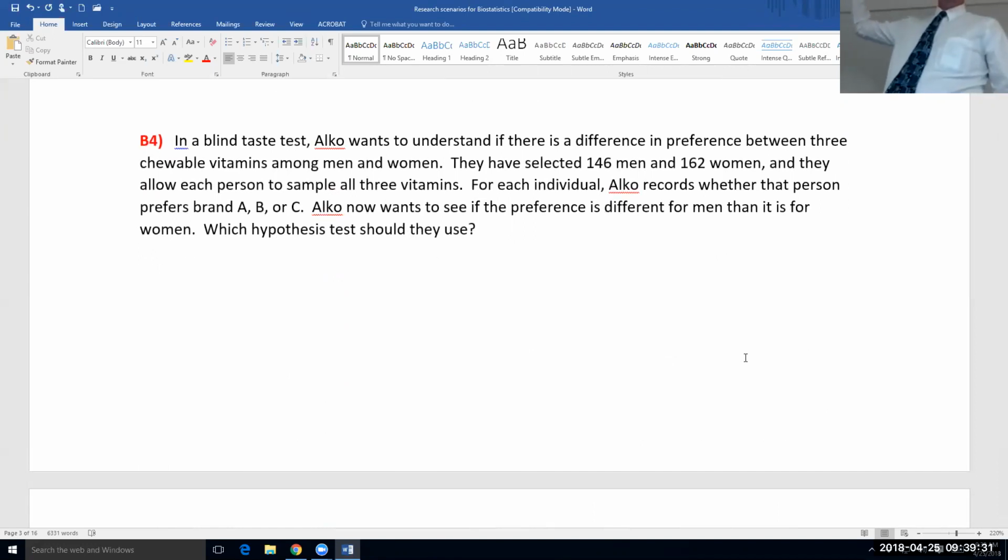All right. In a blind taste test, Alco wants to understand if there is a difference in the preference between 3 chewable vitamins among men and women. They select 146 men, 162 women. They allow each person to sample all 3 vitamins. For each individual, Alco records whether that person prefers brand A, B, or C. Alco wants to know if the preference is different for men than it is for women. Which hypothesis test should they use? Okay? First question is, Marin?